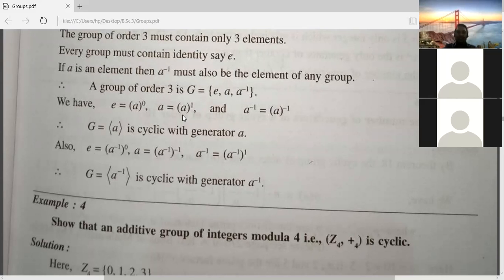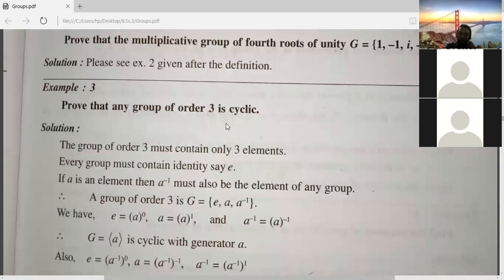Every element of G you are expressing as a power of A inverse. That means we can say A inverse is the generator of G, or G is generated by A inverse. The same property, already seen. There are three elements here. Then you can say that a group of order 3 is cyclic.